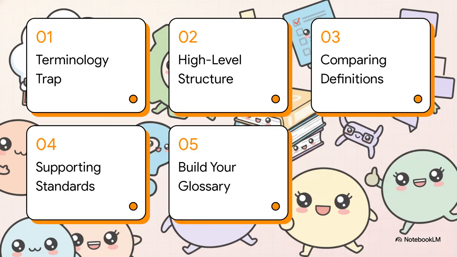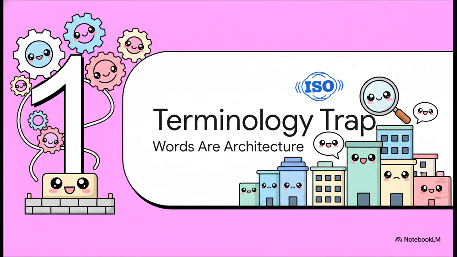First, we'll look at the audit terminology trap, then the high-level structure, followed by comparing key ISO definitions. After that, we'll hit supporting standards 14004 and 19011. And finally, we'll actually build your own reference glossary. Simple as that. All right, section 1, the audit terminology trap, and why words are literally the architecture of an audit.